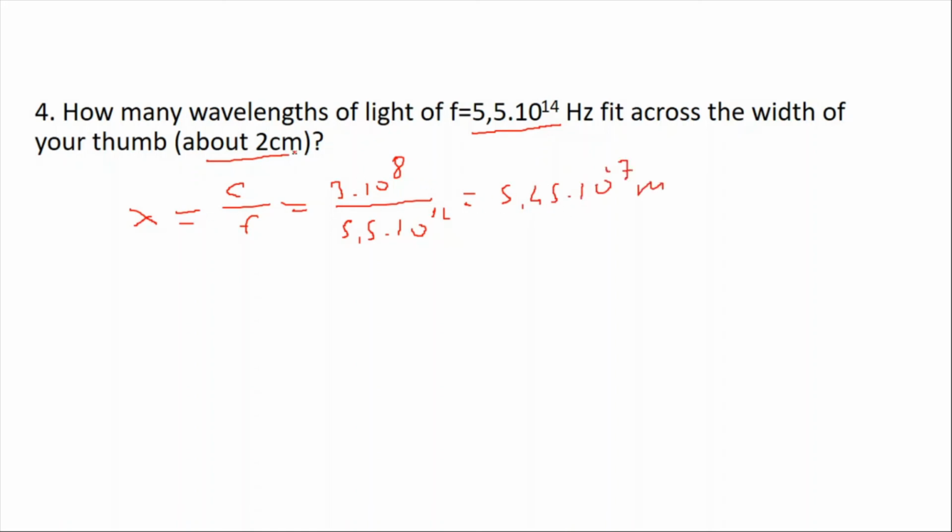So how many wavelengths are going to fit in 2 centimeters? The number of wavelengths is going to be equal to 0.02 meters, since 2 centimeters is equal to 0.02 meters, divided by the length of one wavelength, 5.45 times 10 to the negative 7 meters. So this will give us approximately 3.67 times 10 to the 4 wavelengths.